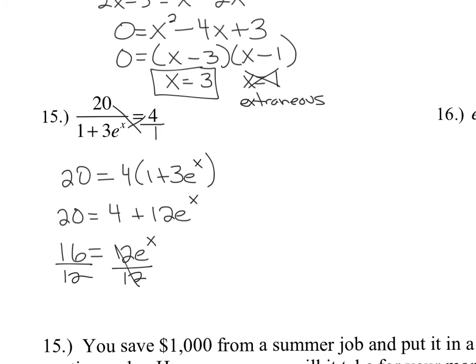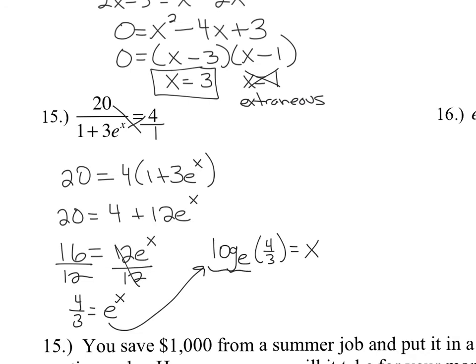So 16 divided by 12, they're both divisible by 4, so 4/3 equals e to the x. And now again you're stuck, you can't solve this exponential, so you stop and you rewrite it. So the base here is e, so it'll be a log with a base of e of 4/3 is equal to x. So I rewrote it from exponential to a logarithmic equation. So now the log base e, you could just rewrite that as the natural log of 4/3.